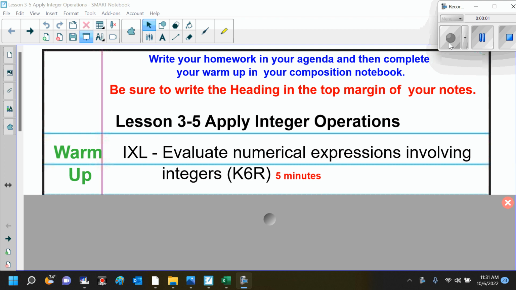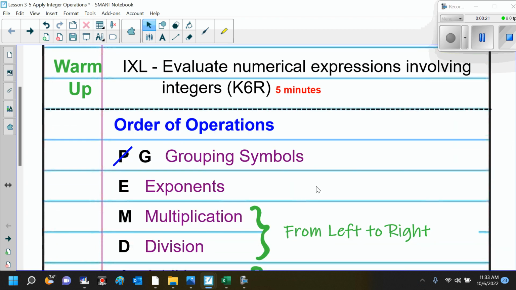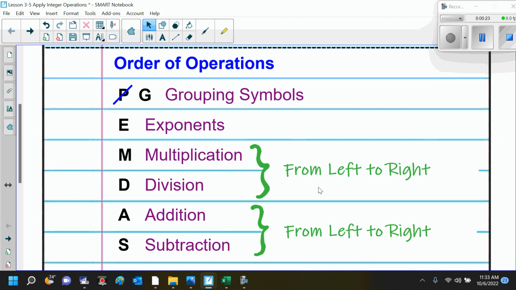Today's lesson is lesson 3-5. It is apply integer operations. So on the warm-up, you just did some introduction with the IXL, with evaluate numerical expressions involving integers. Today, what we're looking at is our order of operations. Okay, the order of operations.